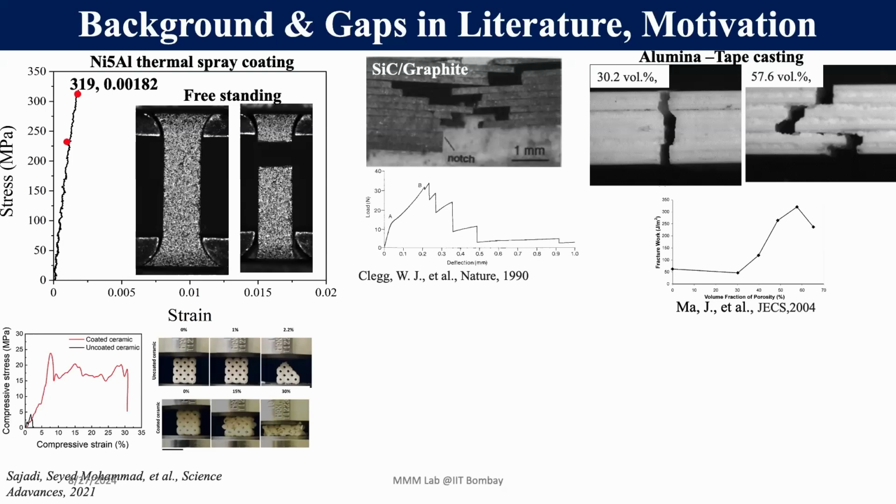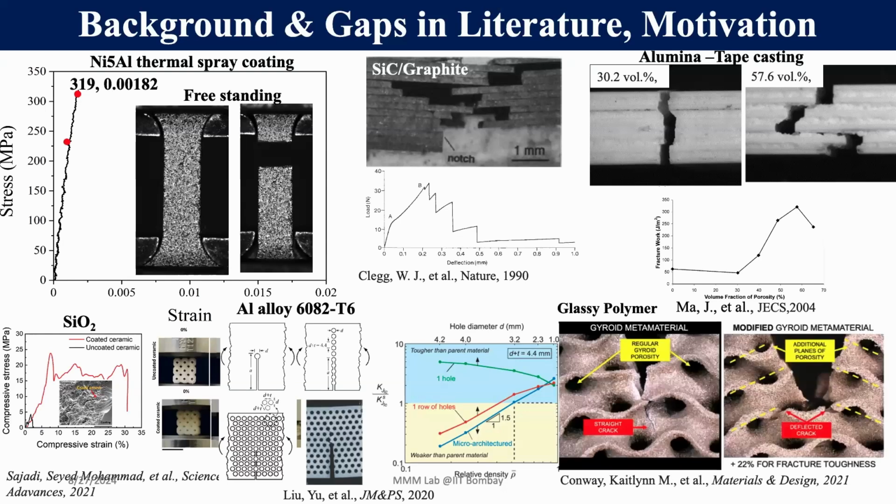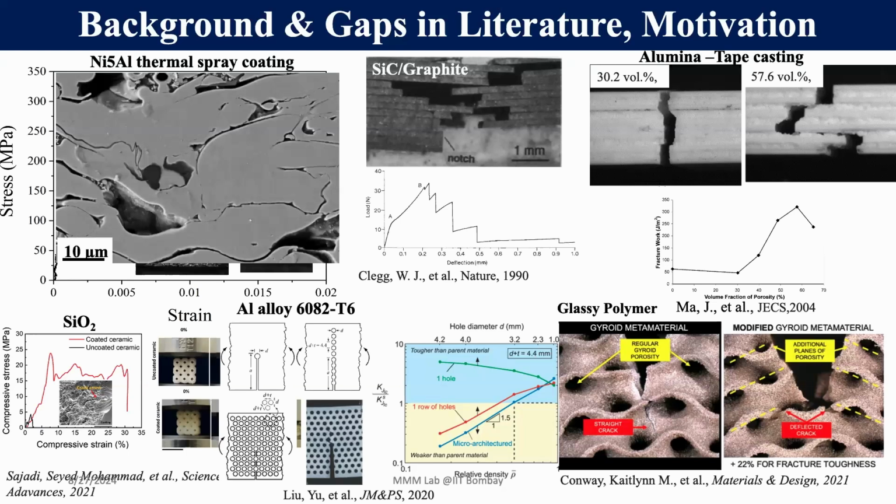And while using a second phase material, a ductile phase material, you can blunt the crack, increasing the specific fracture energy. So that's what people are doing. Like a hole, you can create a hole and increase the fracture toughness. And even creating an extra plane of porosity will help you increase the fracture toughness by 22%. So while using those things, we came to the conclusion, okay, these are thermal spray coatings and we have these defects.